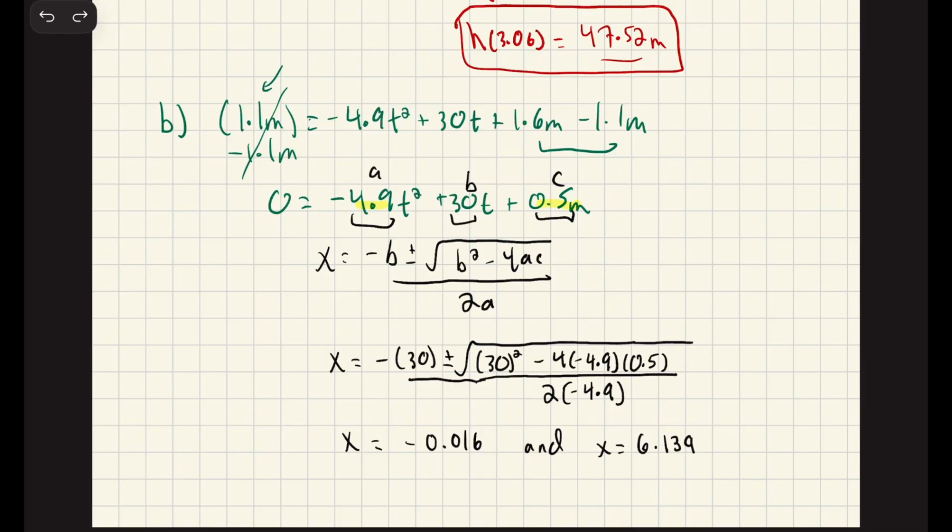This is going to leave us with two x values, one at negative 0.016 and the other at 6.139. Now, since x represents time, time cannot be negative, so it's not going to be this one. This is going to be the answer that we go with. So it reaches the height of 1.1 meters, or the picture catches it, at 6.139 seconds.